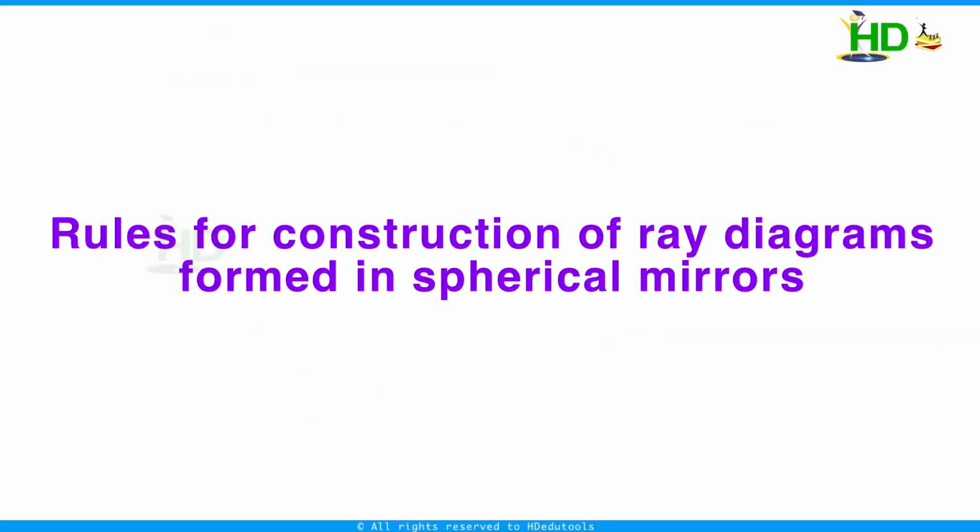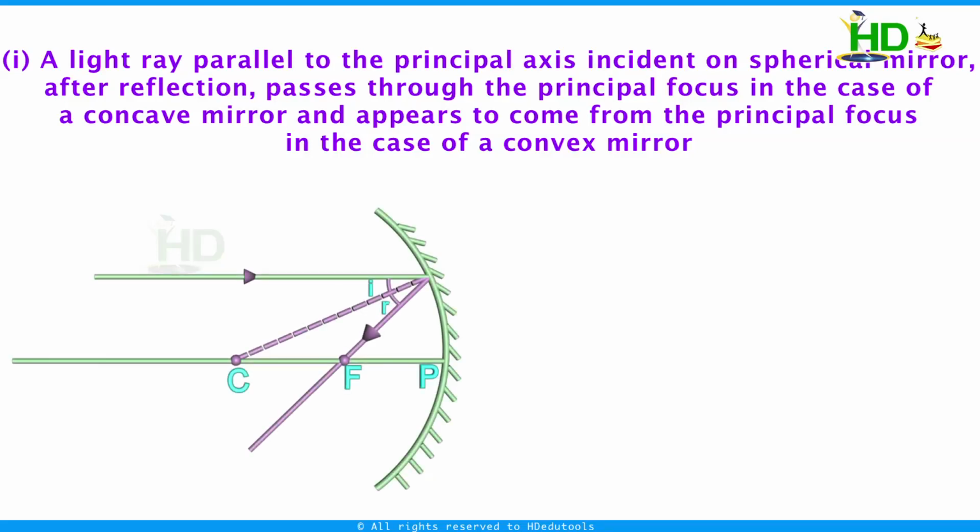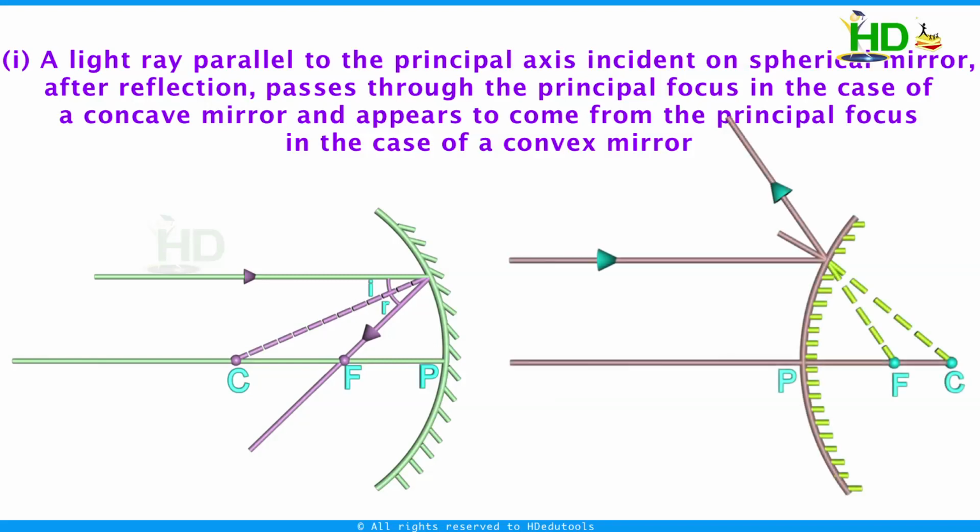Now we discuss the rules for the construction of ray diagrams formed by spherical mirrors. The first one: a light ray parallel to the principal axis, incident on the spherical mirror, after reflection passes through the principal focus in the case of a concave mirror and appears to be coming from the principal focus in the case of a convex mirror. This is the parallel ray. Where this ray is incident, you draw the normal. At this position, the angle of incidence is equal to the angle of reflection.